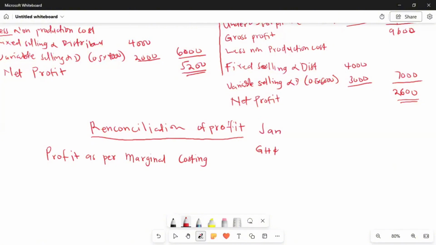Sorry, why do I keep on saying January? March rather, sorry, because January just ended, we are in February. Okay, so for March. So our profits as per marginal costing for March is 400.